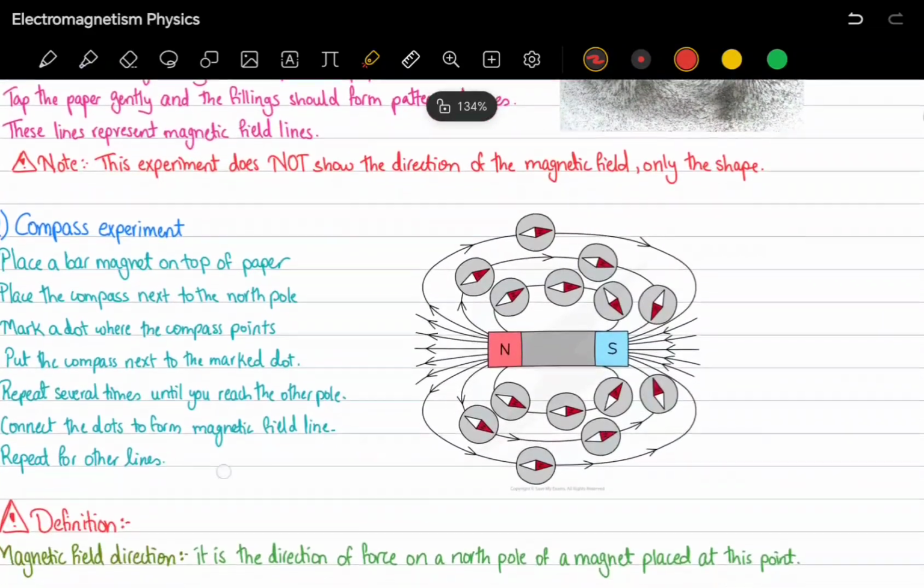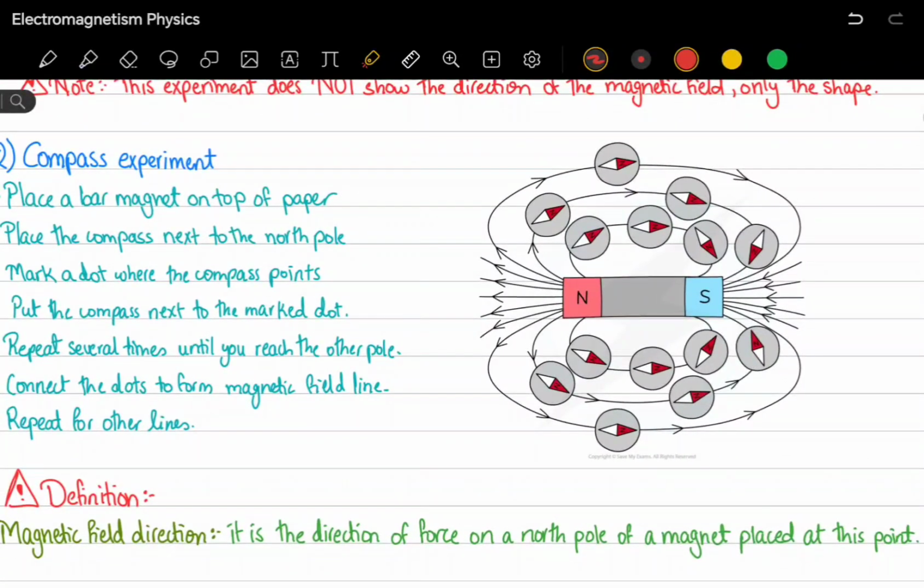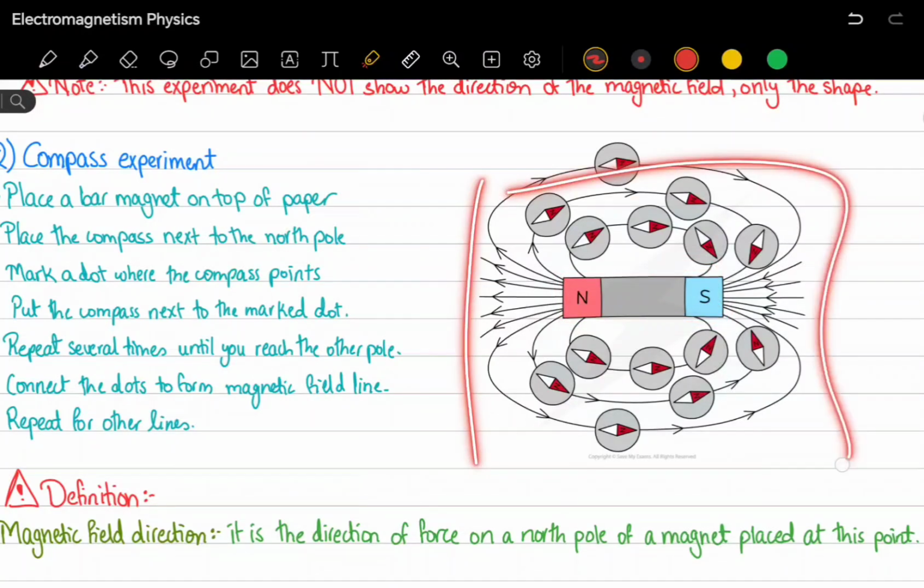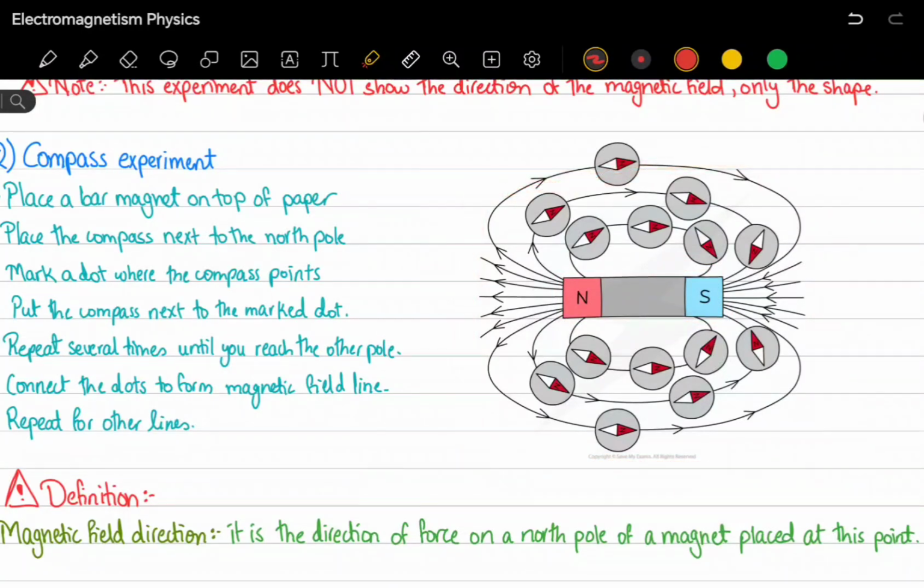Moving on to the compass experiment: when you place a bar magnet on top of a paper, so already we have the paper ready, and I got the bar magnet and placed it on top. Then you're going to place the compass next to the north pole, here next to the north pole. Mark a dot where the compass points. So here, this is the first dot. Put the compass next to the marked dot and then repeat several times until you reach the other pole. Connect the dots to form magnetic field lines, and then repeat it for the other lines as well.